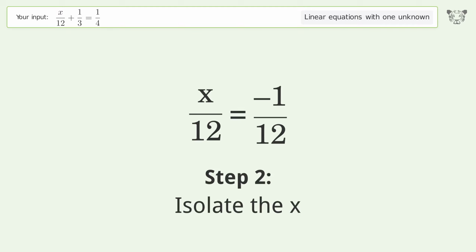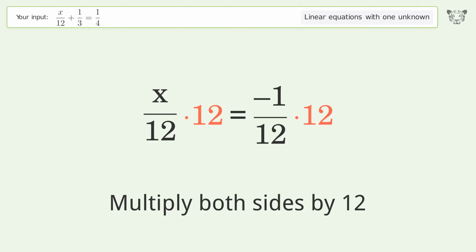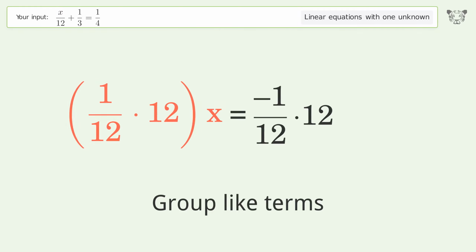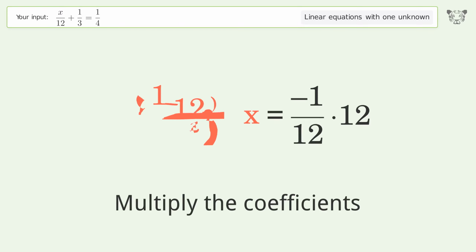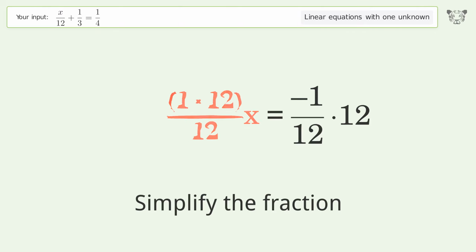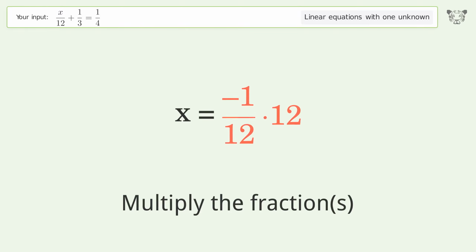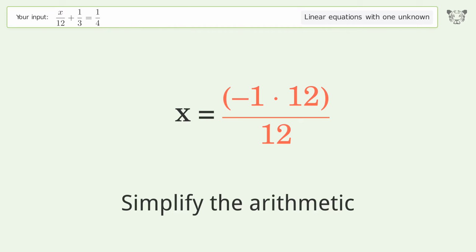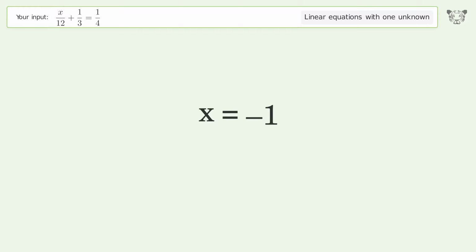Isolate the x. Multiply both sides by 12. Group like terms. Multiply the coefficients. Simplify the fraction. Multiply the fractions. Simplify the arithmetic. And so the final result is x equals -1.